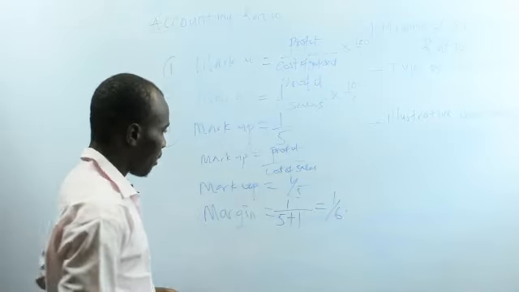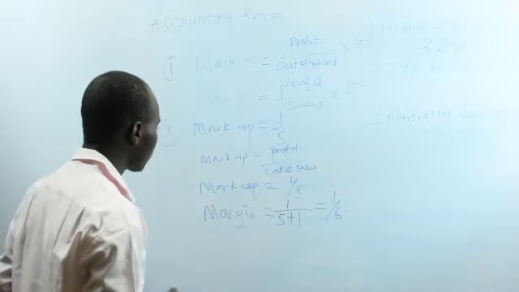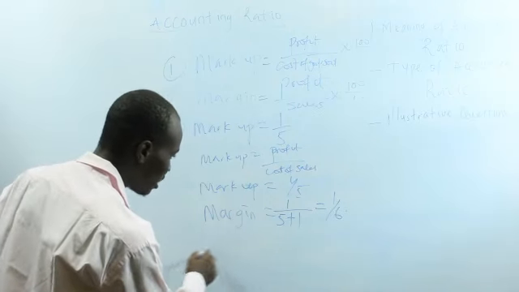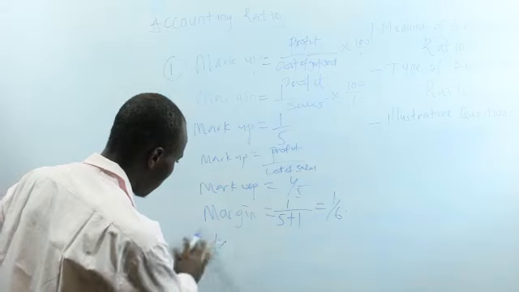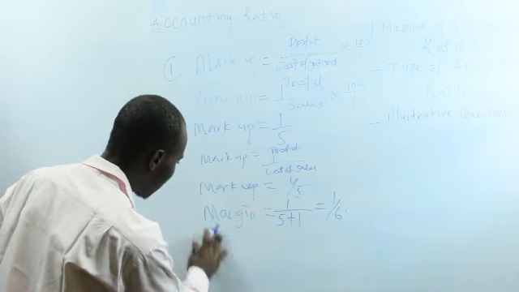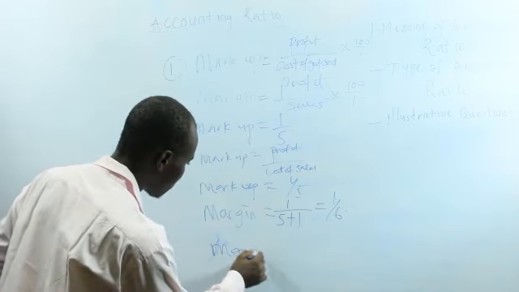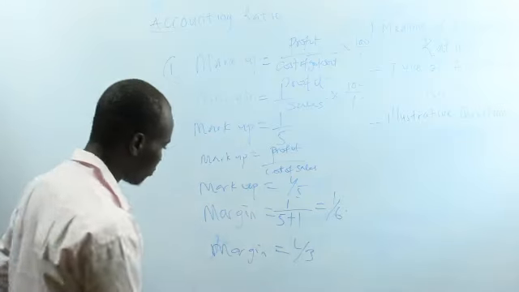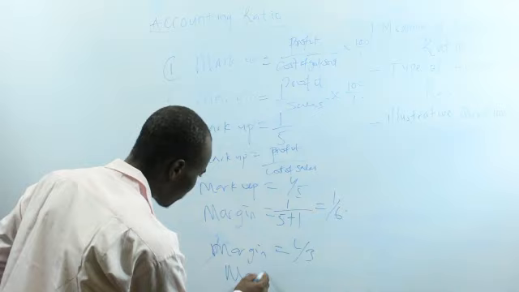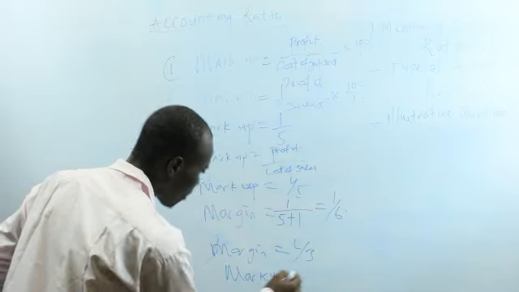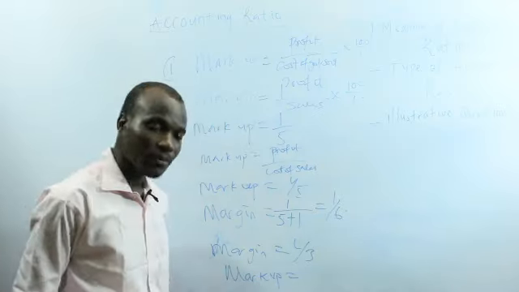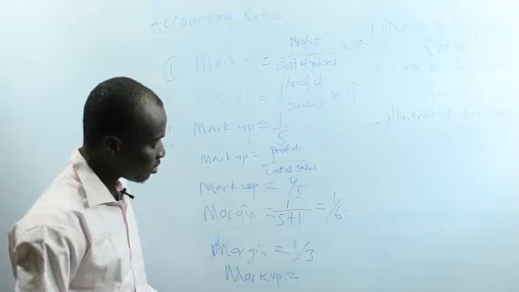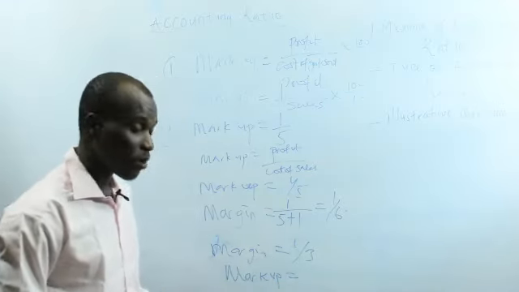So another illustration, we can be given 1/3. You can be given 1/3, that is margin, to be converted to what? To markup. So we have 1/3.